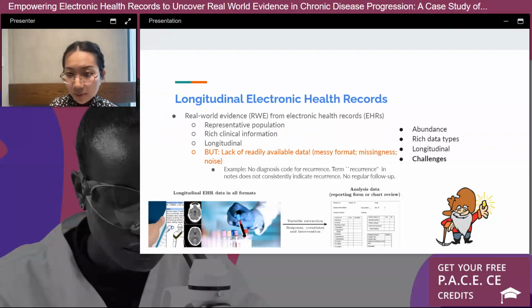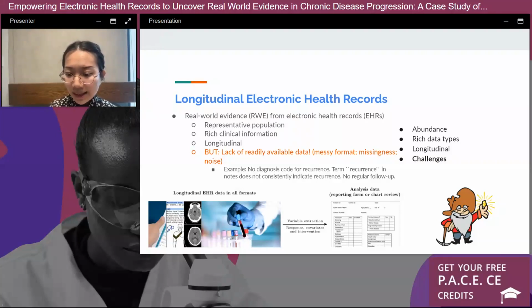As a concrete example, if you're interested in cancer recurrence as your outcome, then you will know that there is no diagnostic code directly for recurrence. And if you refer to the clinical notes, you will see that the term recurrence in the notes does not consistently indicate recurrence. It could sometimes even refer to a historical recurrence, but not at the present time. And usually in the EHR, unlike the registry, there is no very regular follow-up. So these are the challenges for directly applying EHRs for real-world evidence studies.